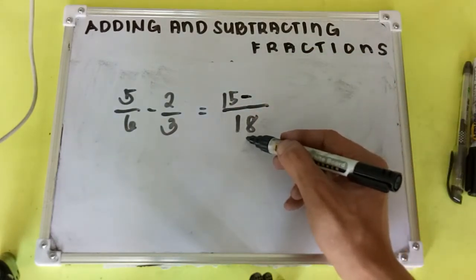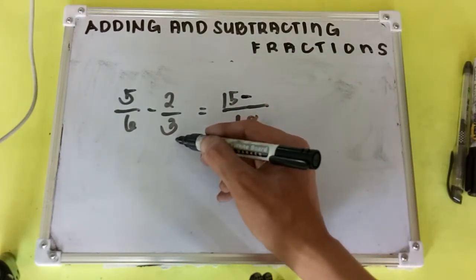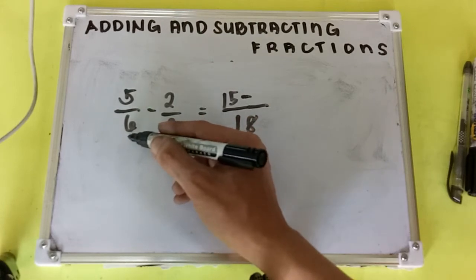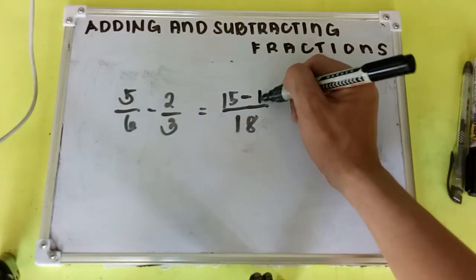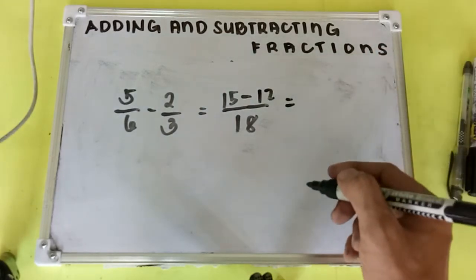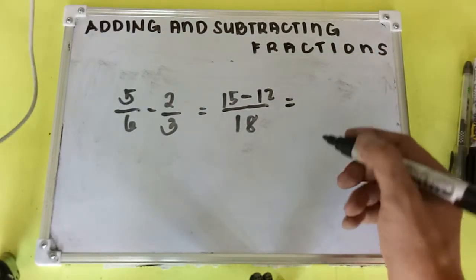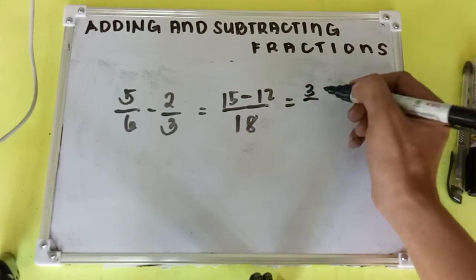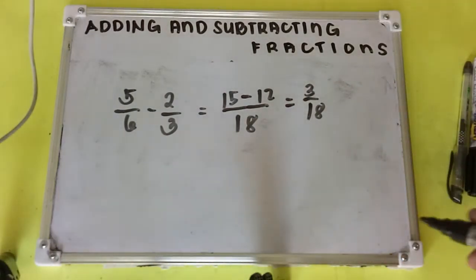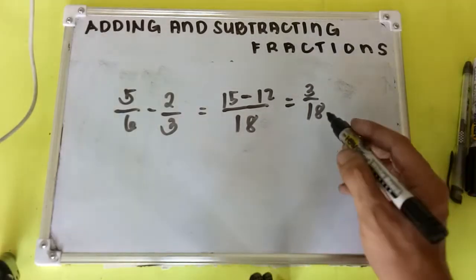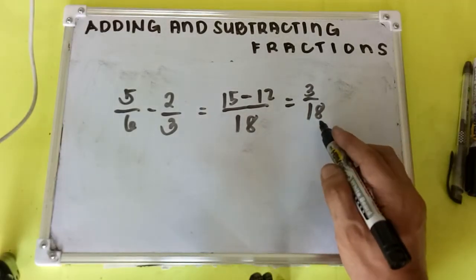Next, 18 divided by 3 is 6. Multiplied by 2, 12. So the answer is 3 over 18.